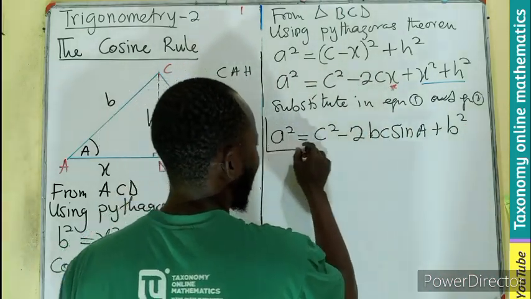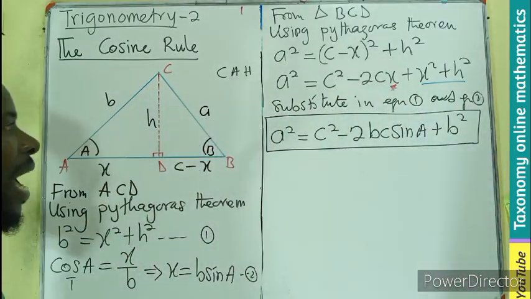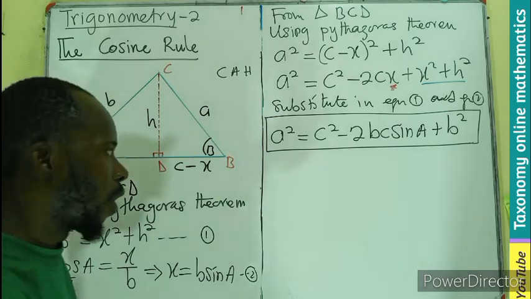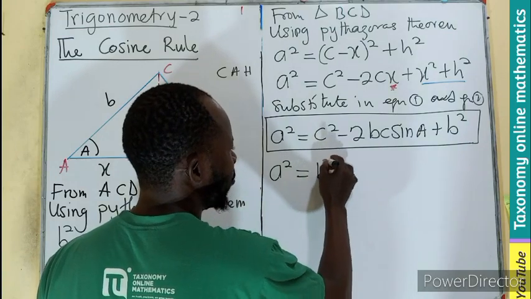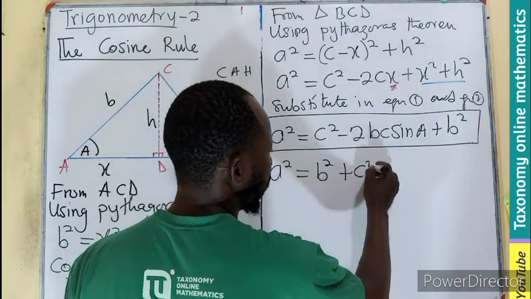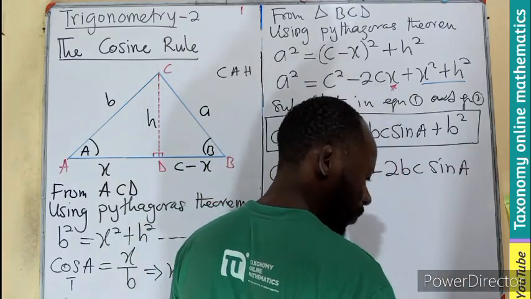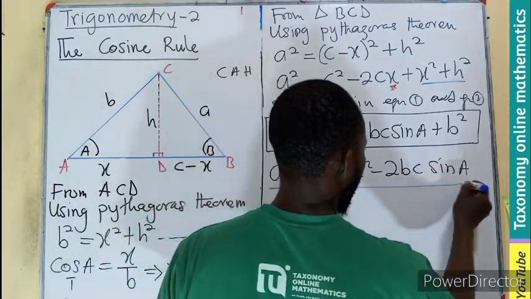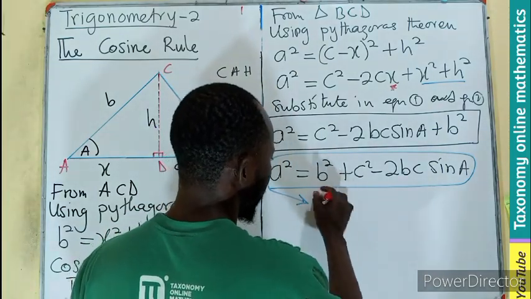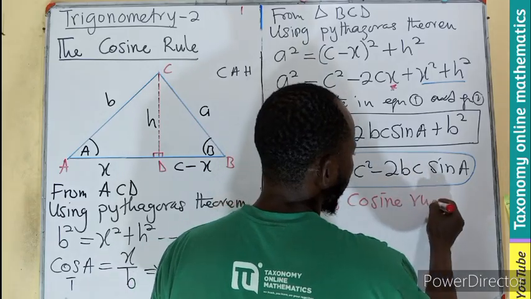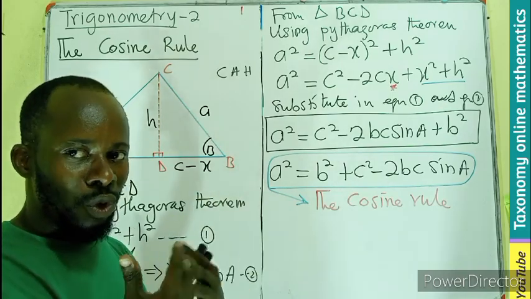So this right here is what we have as the cosine rule. We can rewrite it as a square equals b square plus c square minus 2bc cos A. That becomes the cosine rule.